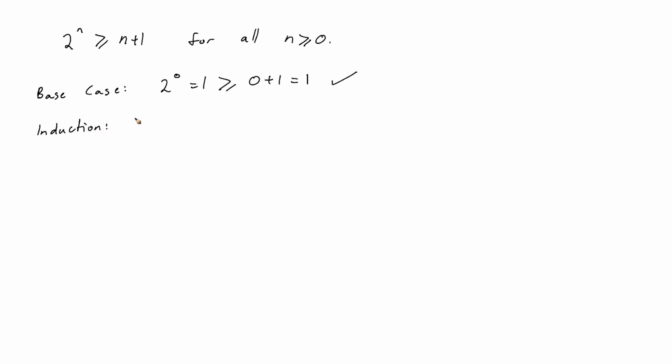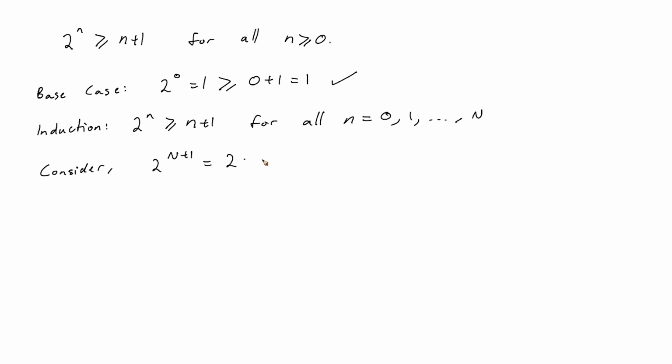So our induction assumption is that 2 to the power of n is greater than or equal to n plus 1 for all n equal to 0 all the way to some fixed n which is greater than or equal to 0. So now what we do is we consider 2 to the N plus 1. So this thing can be written as 2 times 2 to the n, which is 2 to the n plus 2 to the n.